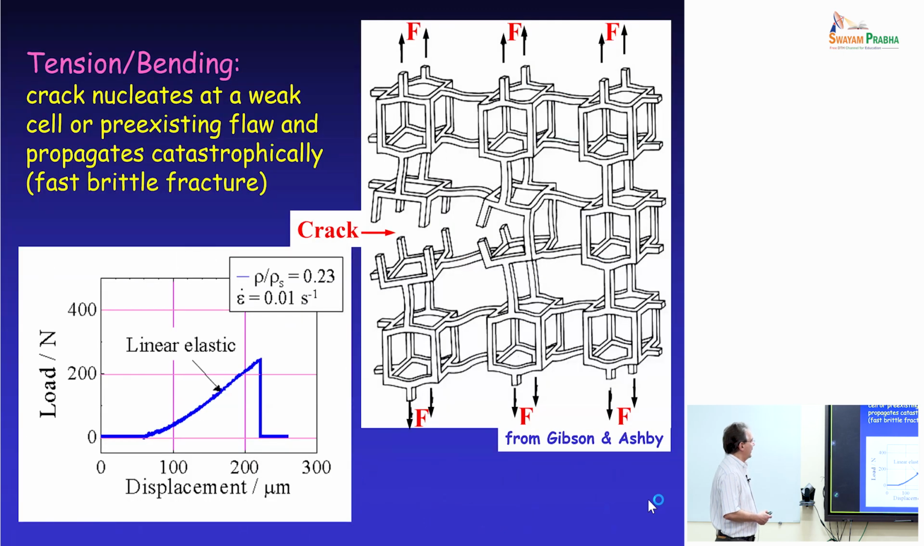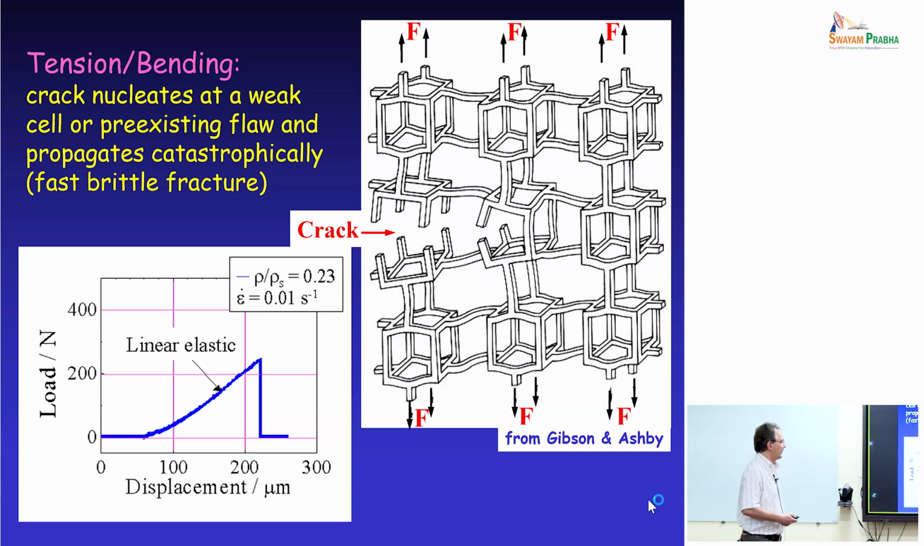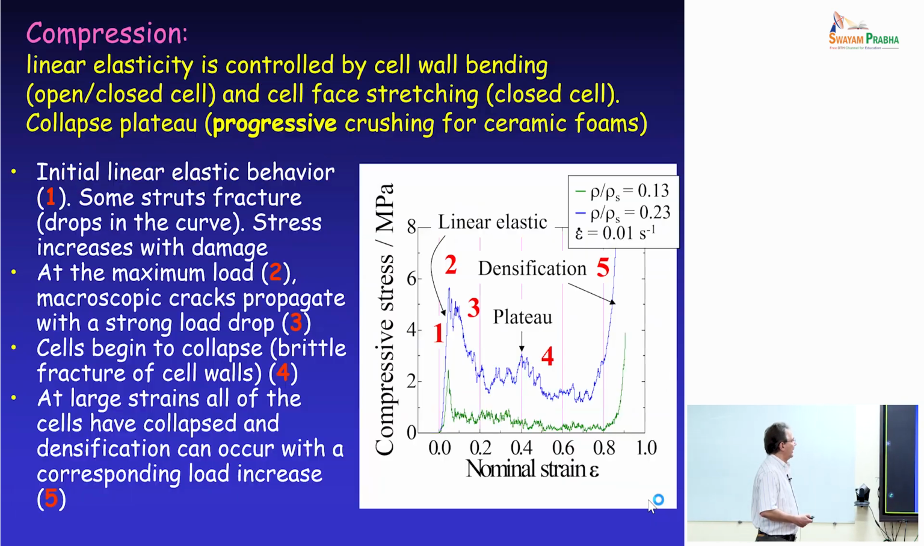When you have a foam and you subject it to tension or bending, the crack nucleates at a weak cell and/or pre-existing flaw, and then you have catastrophic failure if you're working with a ceramic material. And you can see here, for instance, the data for a ceramic foam.